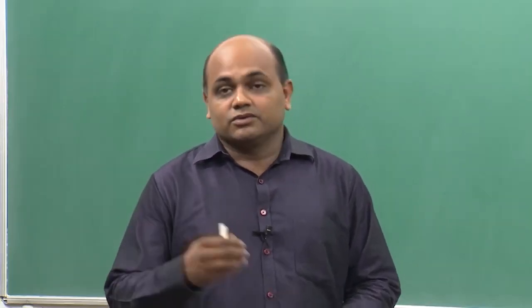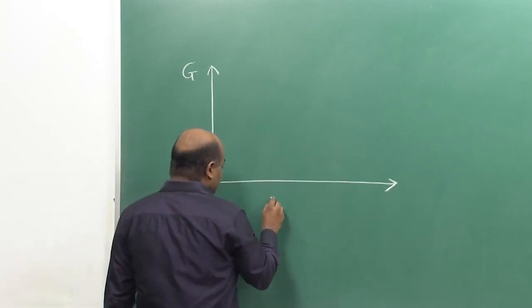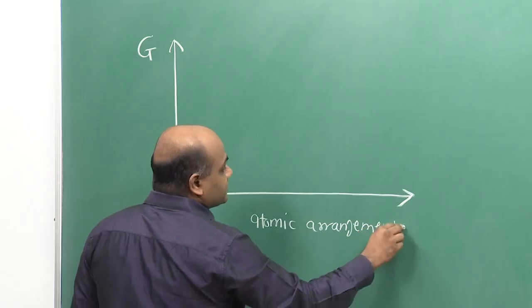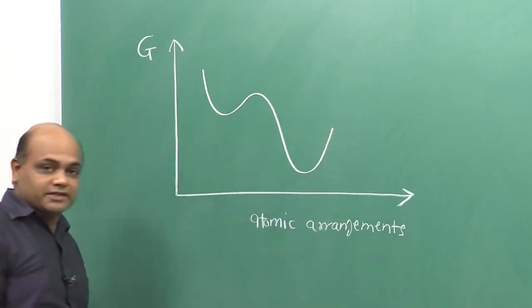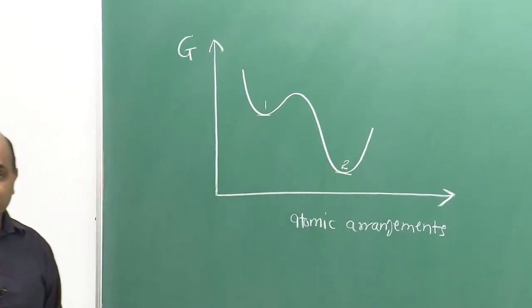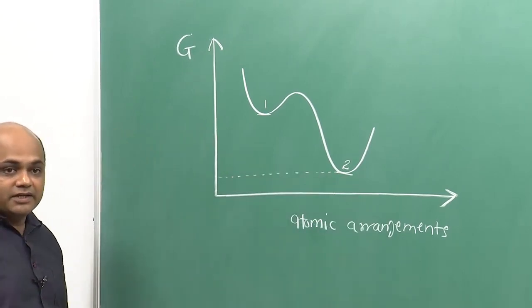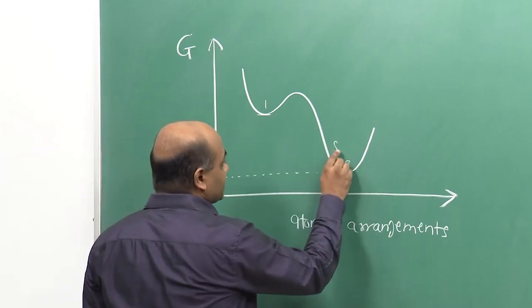So, if a system exists in an unstable state, thermodynamics states that it should transform to a stable state, right? So, for example, if we plot the Gibbs free energy of a system as it continuously moves through different atomic arrangements, we may get a plot schematically which might look something like this. Now there are two equilibrium states, called state 1 and state 2, which have a minimum in the Gibbs free energy, but state 2 is characterized by what we call the global minimum, that is, the Gibbs free energy of state 2 is the lowest of all other states, and so this is the stable state.